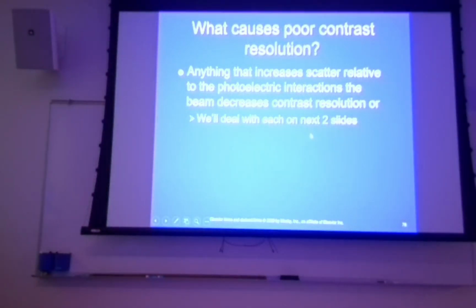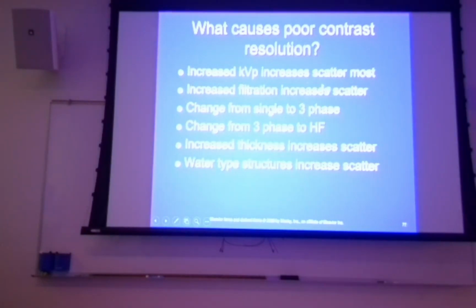Okay. So what causes poor contrast resolution? A lot of things, mainly patient factors, or potentially selecting the wrong algorithm. We saw that today, that might not affect much at all. But in kVp, previously, kVp was our primary control of contrast when everything else was right. But anytime we lose photoelectric interactions, we're going to have a loss of contrast. So increasing kVp increases scatter the most. Anytime you introduce scatter, you have a possibility of losing some contrast.